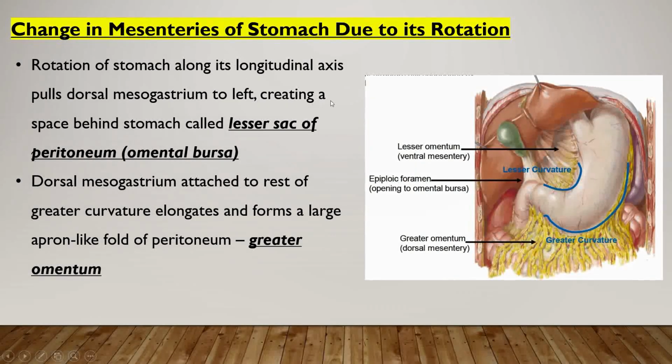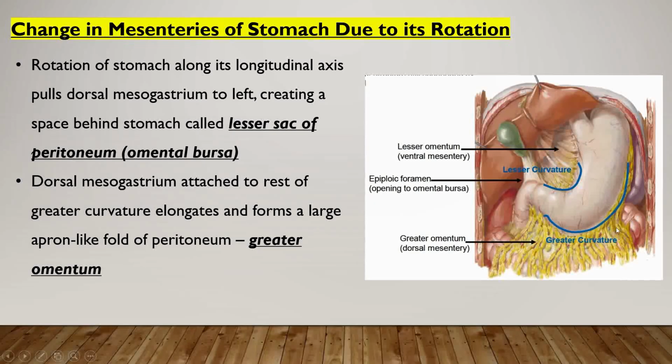Changes in the mesentery here because of rotation. Now you can see this is the lesser omentum, which is attached to the lesser curvature, and this is the greater omentum, which is attached to the greater curvature. The lesser omentum is the dorsal part of the ventral mesogastrium, and it is present between the lesser curvature of the stomach and the liver.